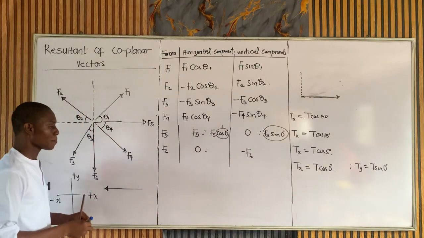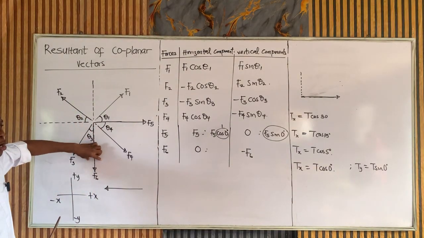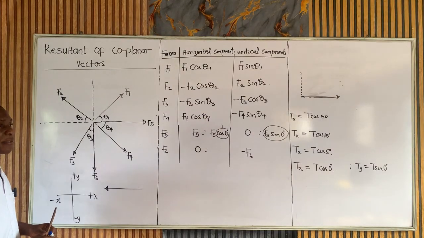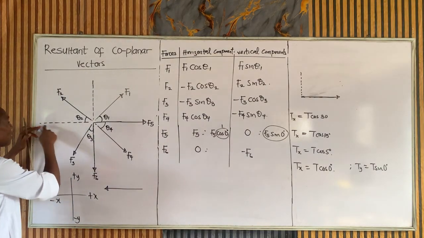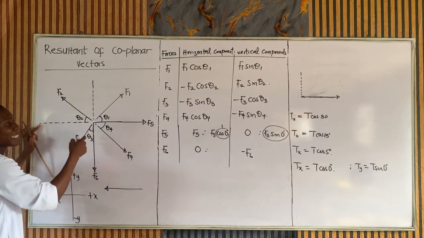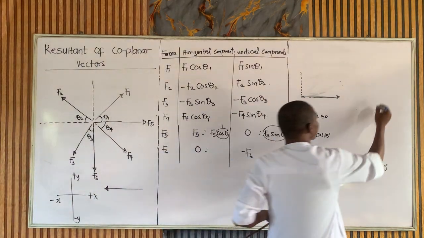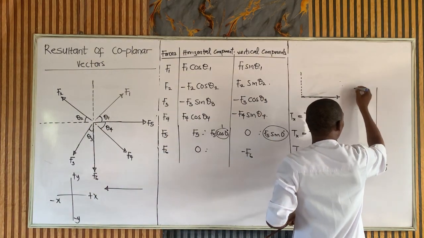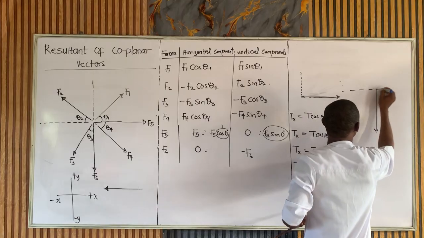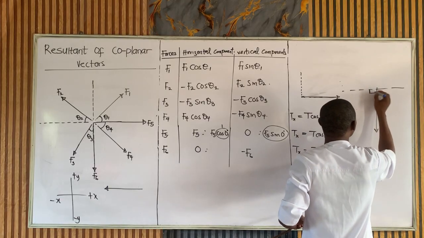Now look at this F6. What angle does this F6 make with the horizontal? This is the horizontal. What angle does it make with the horizontal? It makes an angle of 90 degrees to the horizontal, because the F6 is like this, and this is the horizontal. So the angle here and here is 90 degrees.